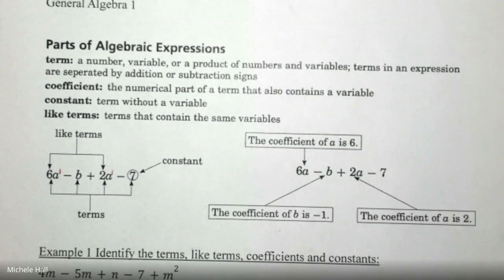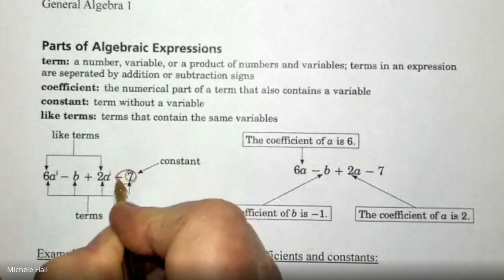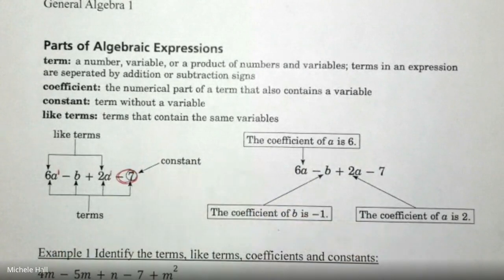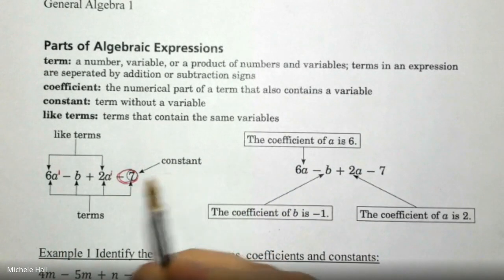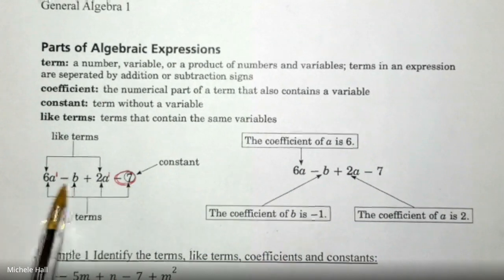We have one term that doesn't have a variable with it. It's just a number. And so the constant is actually -7. Remember to keep your signs in front of them. The constant would be -7. It doesn't change. It doesn't vary like a variable.